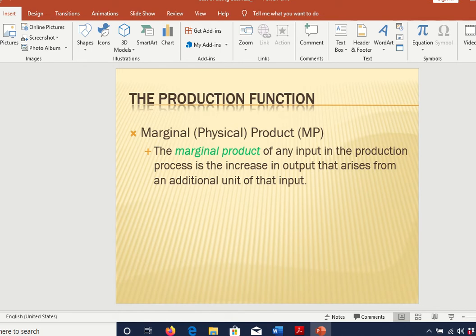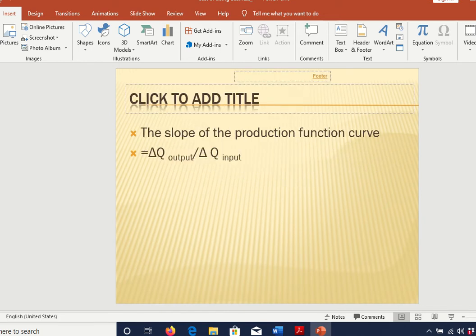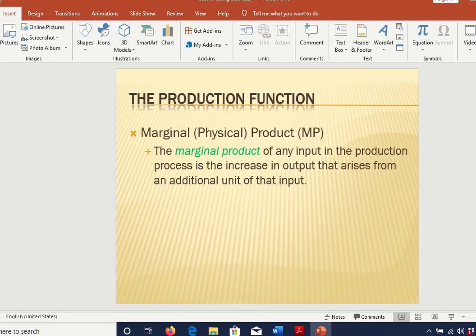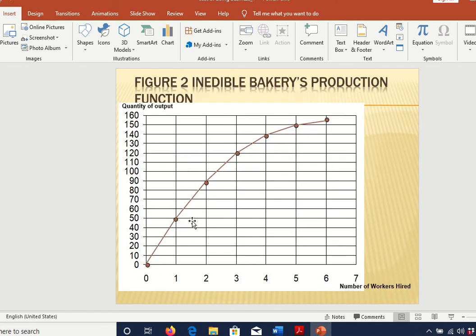So the marginal product of any input in the production process is an increase in output that arises from an additional unit of that input. Okay? So basically, it's a change in the quantity of output divided by the change in the quantity of input. So that means the slope of the production function is the marginal product of the input. In this case, that's the labor. Okay? So you see that the marginal product of labor decreases as the number of workers increases.